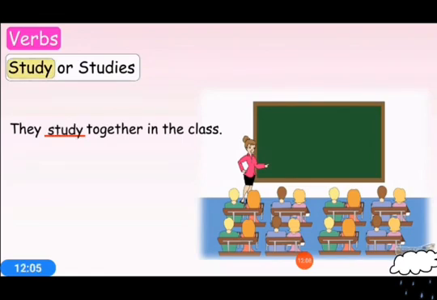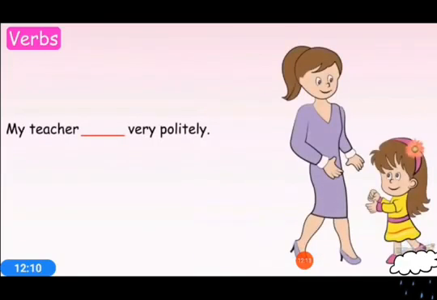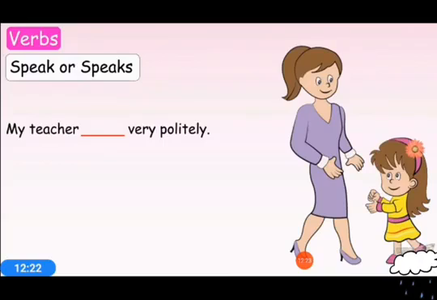We'll take up the last example. My teacher dash very politely. Fill in the blank with speak or speaks. We have to use a verb after a singular noun, my teacher. So the verb will end with s or es. Hence, we will use the verb speaks. That is, my teacher speaks very politely.